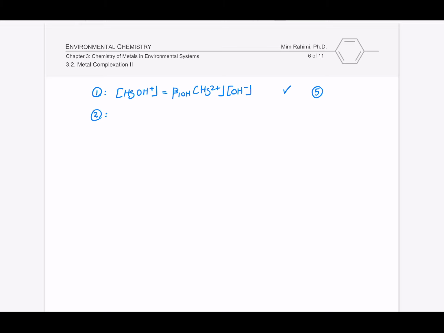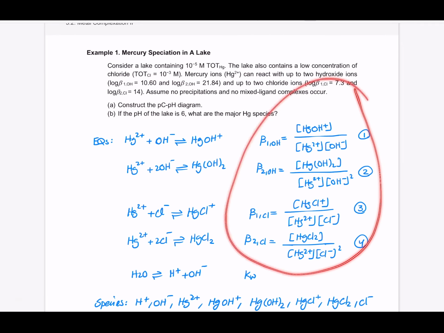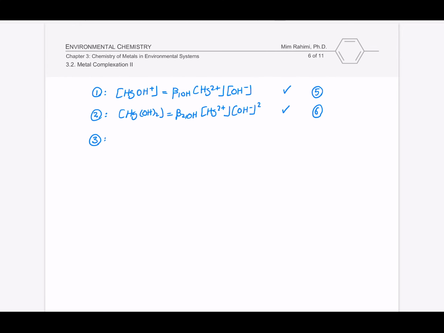Similarly, if we proceed with number 2, then this would give us HgOH2, then beta 2 of OH times Hg2 plus, and then OH minus to the power of 2. So this is also pretty good. So now working with relationship 3. So this is exactly what we had in the previous page. So these are basically corresponding to this reaction. We're just simply rearranging it.